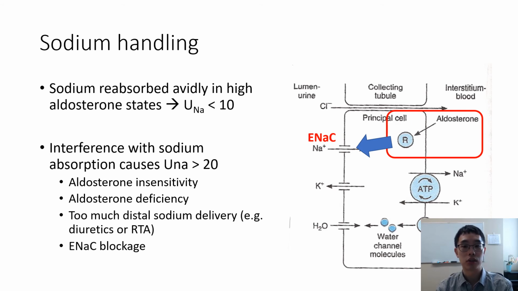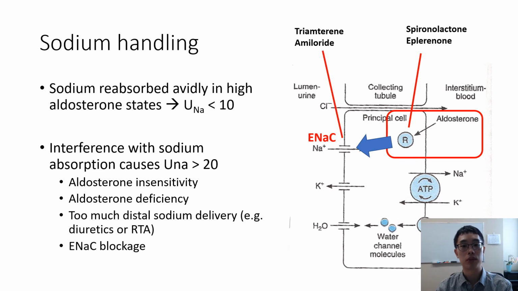First, you get aldosterone deficiency, which is when you aren't producing enough aldosterone, like in adrenal insufficiency. Or you can get aldosterone insensitivity, where the receptor is being blocked. This happens when we give an aldosterone antagonist, such as spironolactone or eplerenone. Secondly, if we block the sodium ENaC channel, then this will of course interfere with sodium reabsorption. This happens when we use medications such as amiloride or triamterene that specifically block this channel.